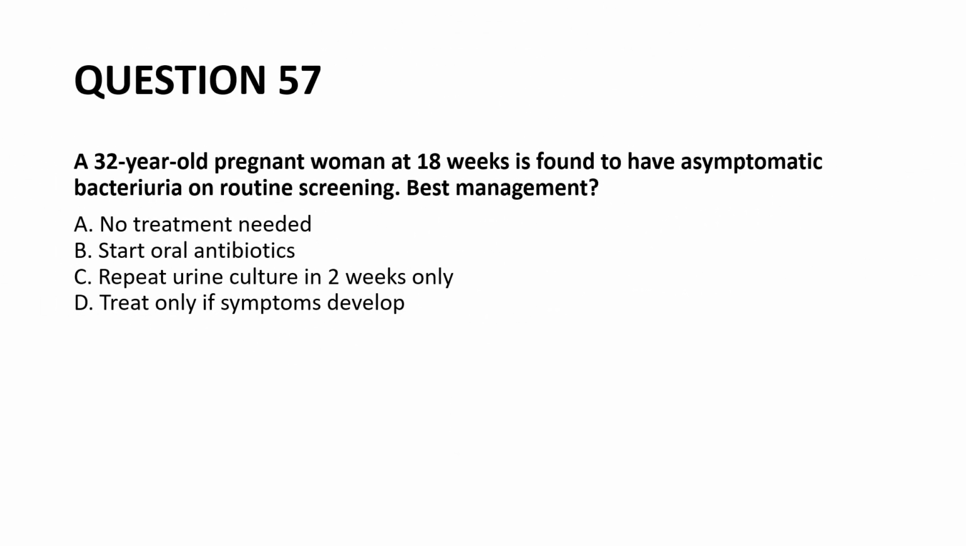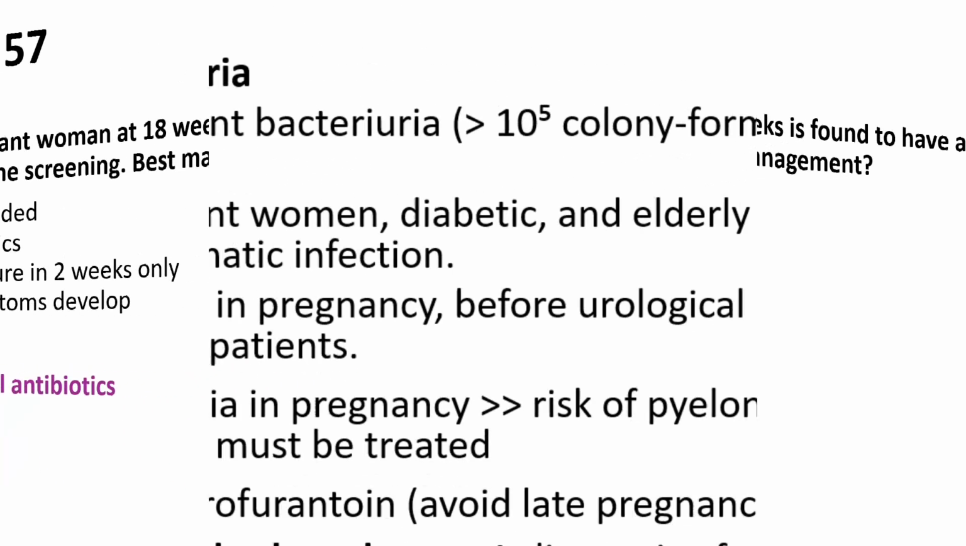A 32-year-old pregnant woman at 18 weeks is found to have asymptomatic bacteriuria on routine screening. What is the best management? No treatment needed. Start oral antibiotics. Repeat urine culture in 2 weeks only. Treat only if symptoms develop. The correct option is start oral antibiotics.